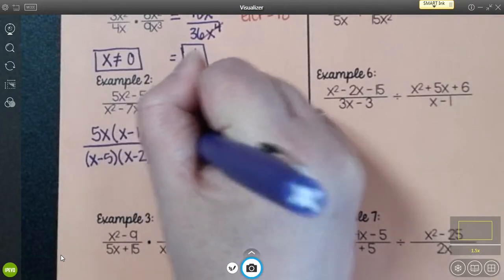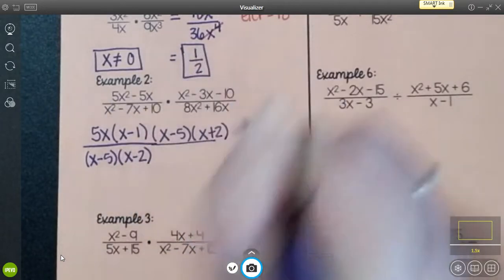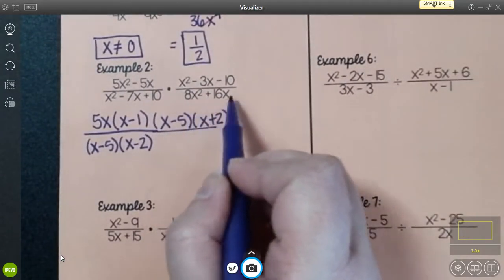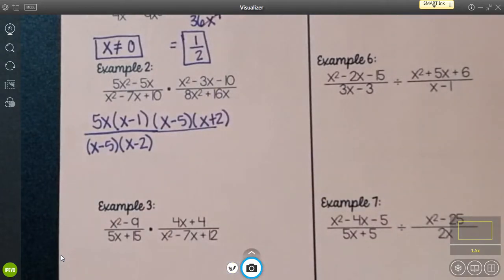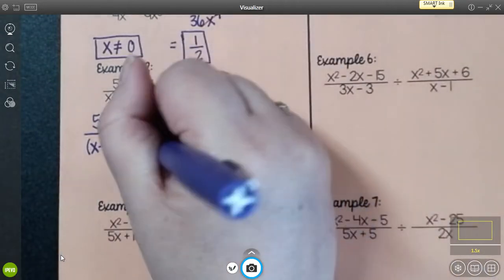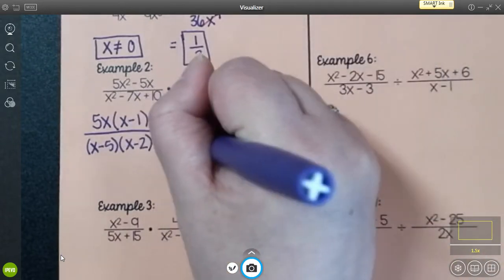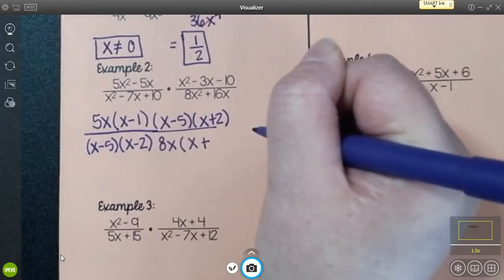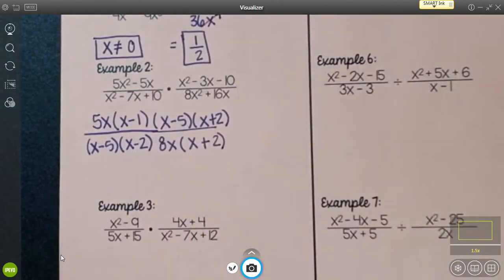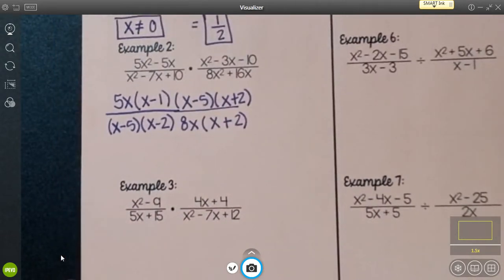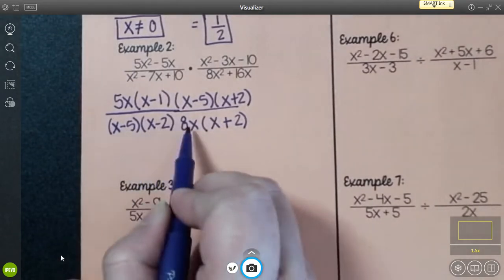X minus 5 and x plus 2. What about 8x squared plus 16x? Common factor of 8x, leaving us with x plus 2. All right, how many pieces in the denominator contain an x? 4 of them, right? 1, 2, 3, 4.